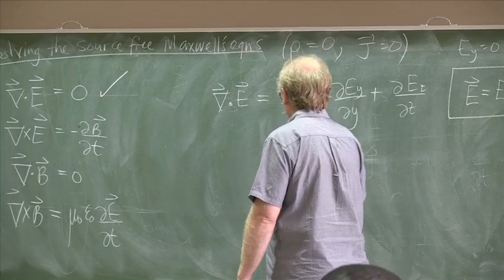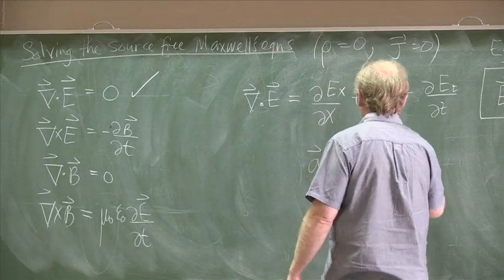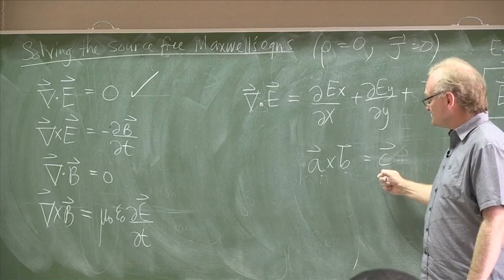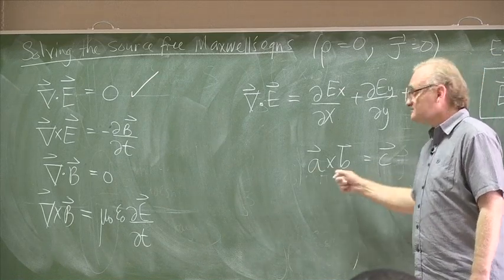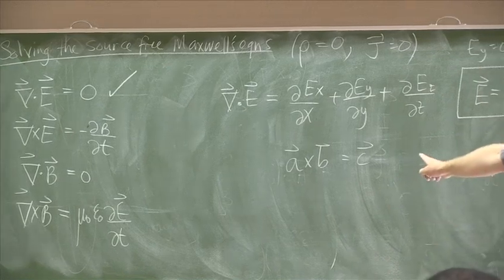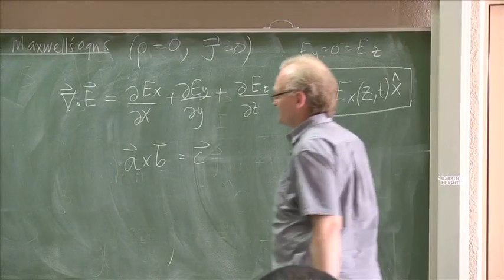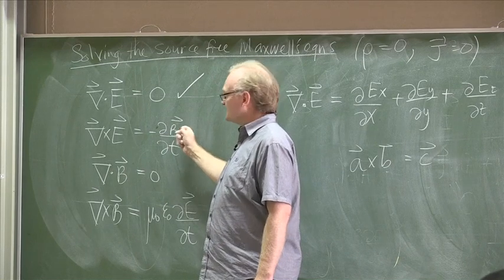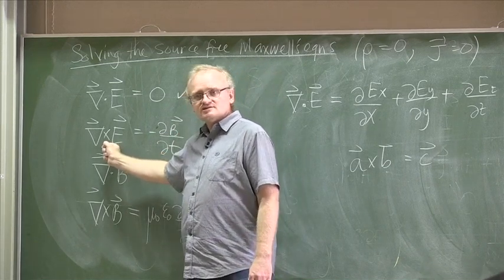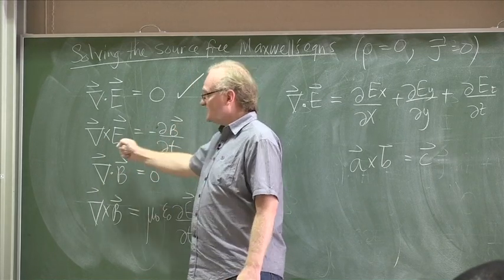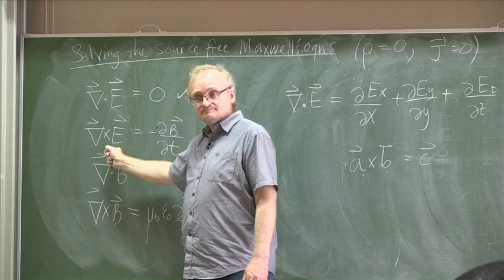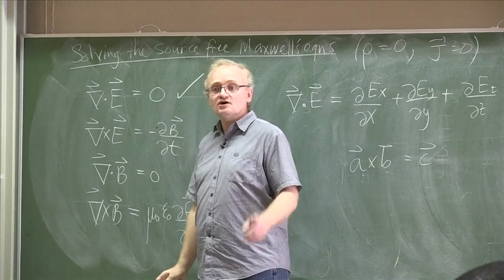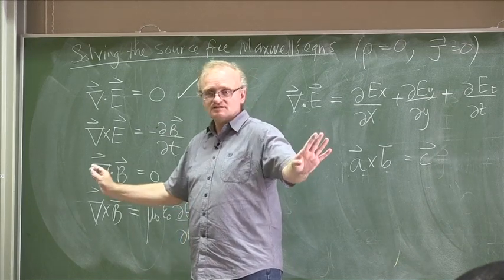Now, if I've got A cross B is equal to C, what can you tell me about the direction of C as compared to the directions of A and B? So C is perpendicular to A and B, right? With that logic, looking at this equation, here's B sitting over here. Here I've got a cross product. So it seems natural to think B and E will be perpendicular. So if B points in some direction, I want it to point in a direction that is orthogonal to E. Just guessing again.